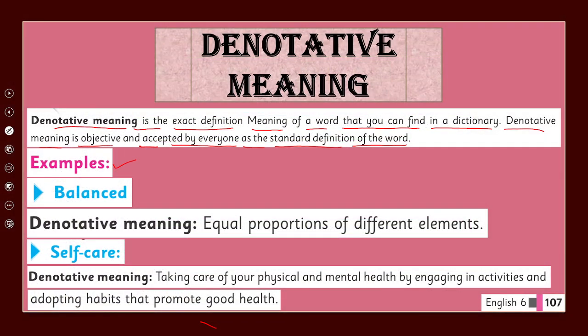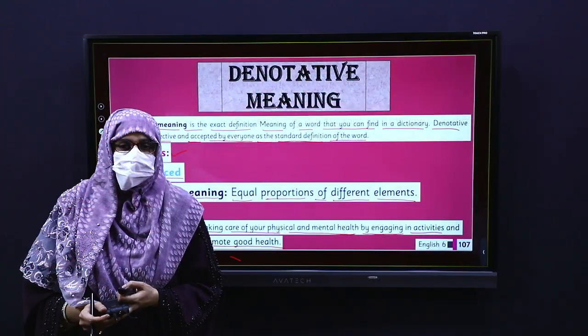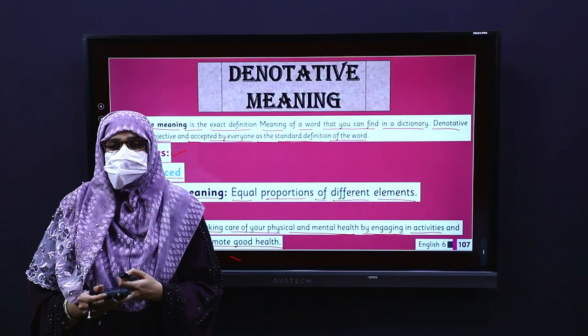Let's have a look at the examples. The first one is balanced. इसका denotative meaning है equal proportions of different elements. और दूसरा लफ्ज है self care. इसका denotative meaning है taking care of your physical and mental health by engaging in activities and adopting habits that promote good health. So, these are the meanings that are being found in the dictionary.